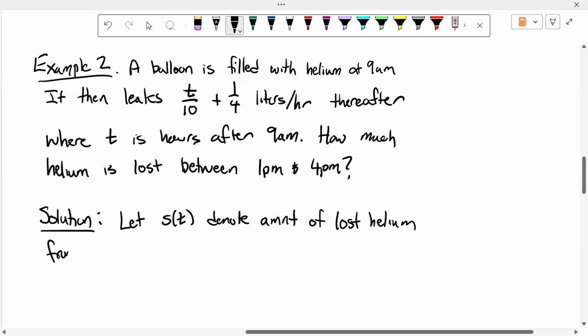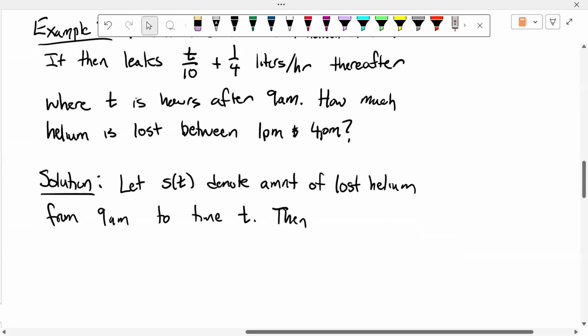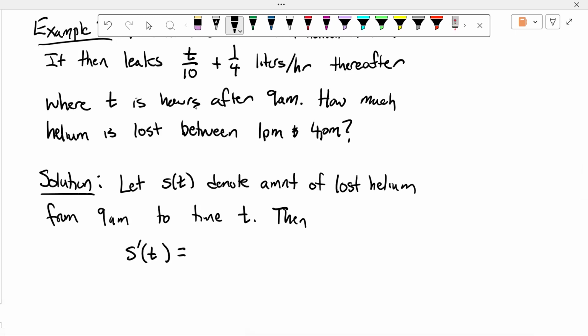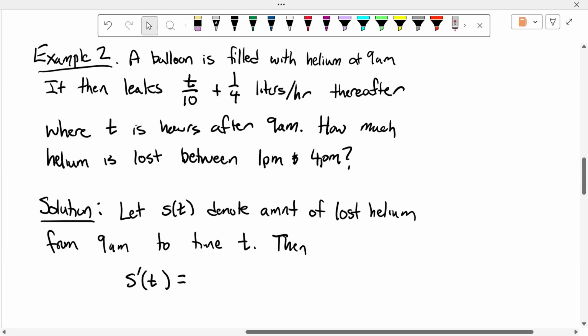The amount of lost helium from 9 a.m. to time t. And with that in mind, we can then take a look at what S prime is. Does anyone know what S prime of t is going to be? This one we're actually told.